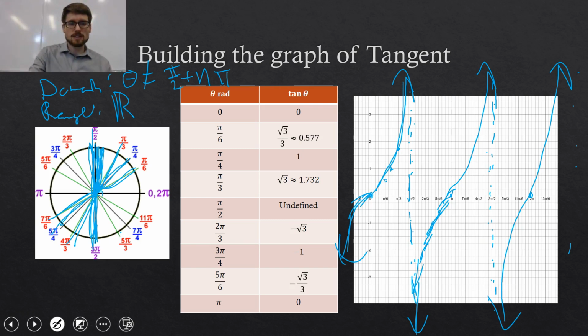And the domain has these not allowed values that repeat in a regular fashion. Pi over 2 plus a multiple of pi, can't plug those numbers in. Test it out. Try plugging in pi over 2 plus 3 pi into tangent. You'll get undefined, okay? All right. Anytime that the cosine would be 0.